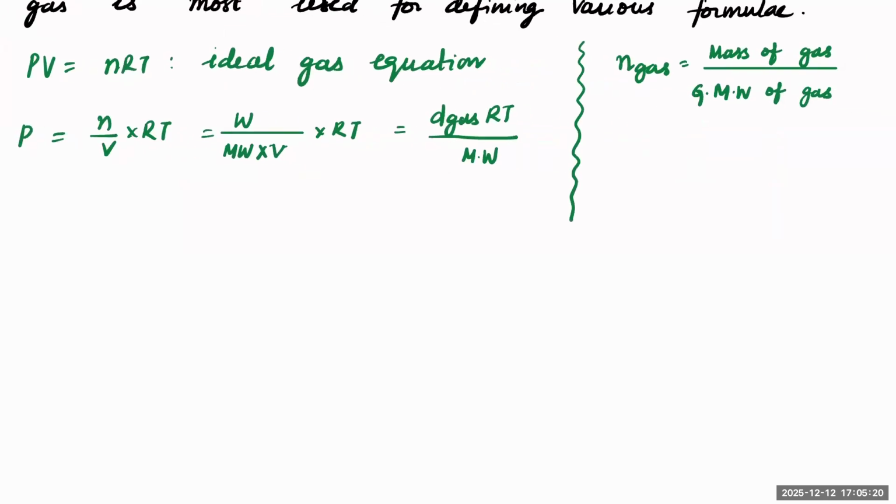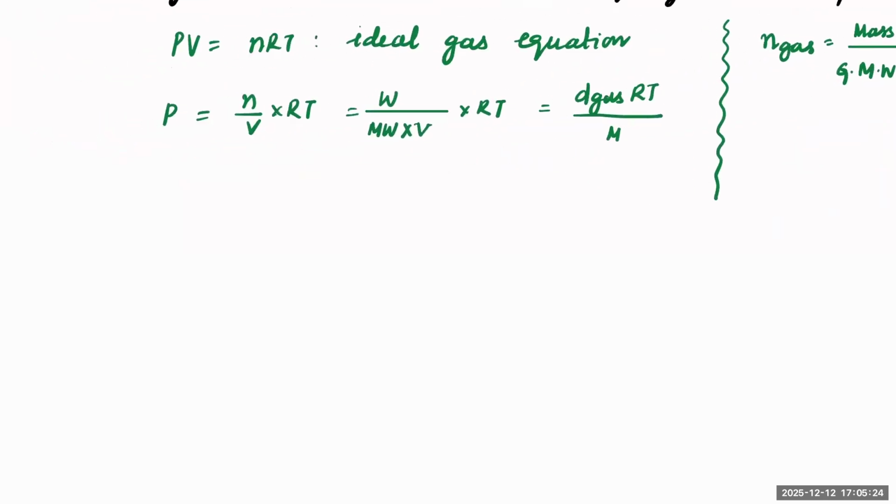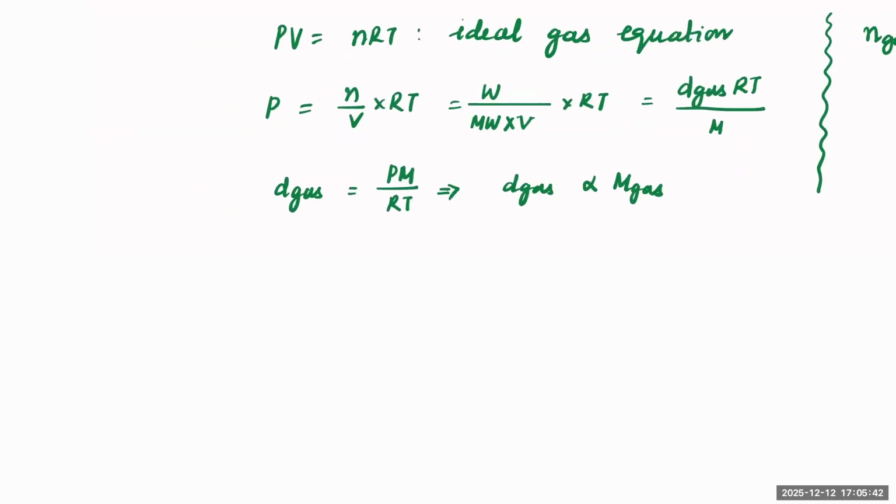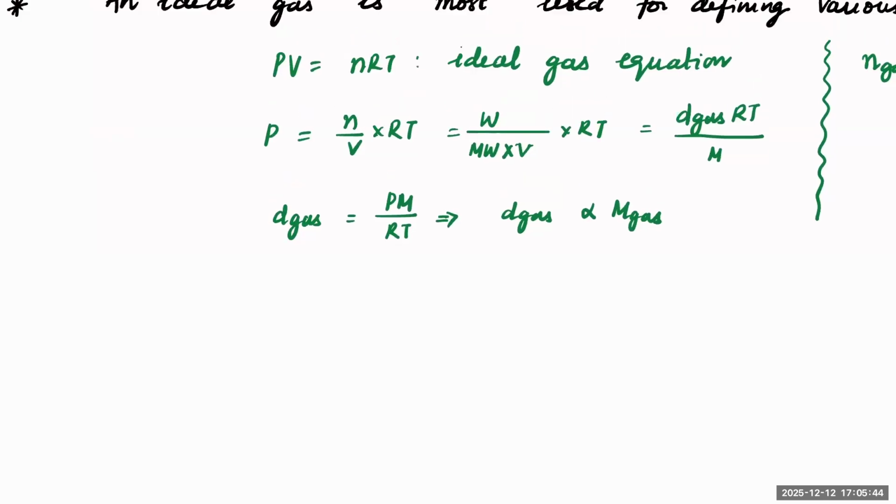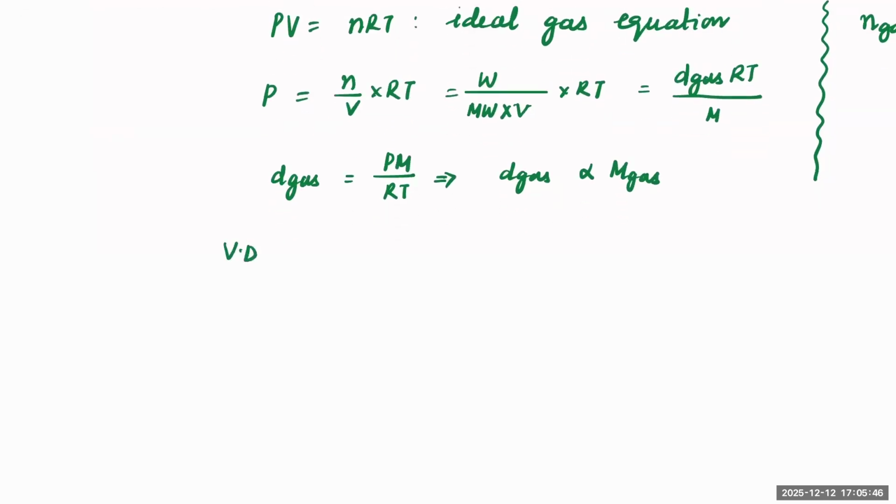And molecular weight, henceforth, I'll refer to as capital M. So from here, I get this definition that the density of an ideal gas can be related as PM by RT, which implies density of a gas is directly proportional to molar mass of a gas. Correct? Yes, sir.